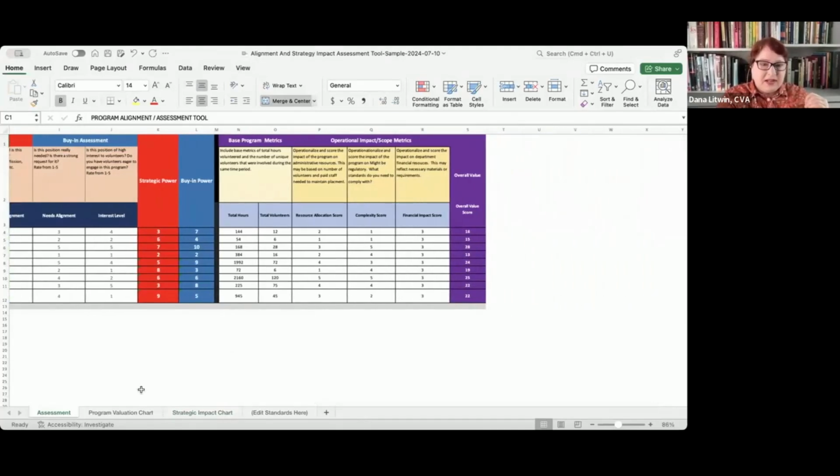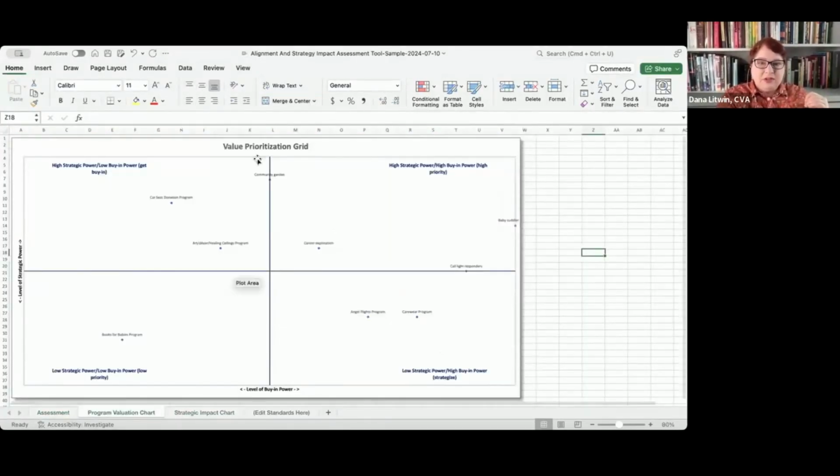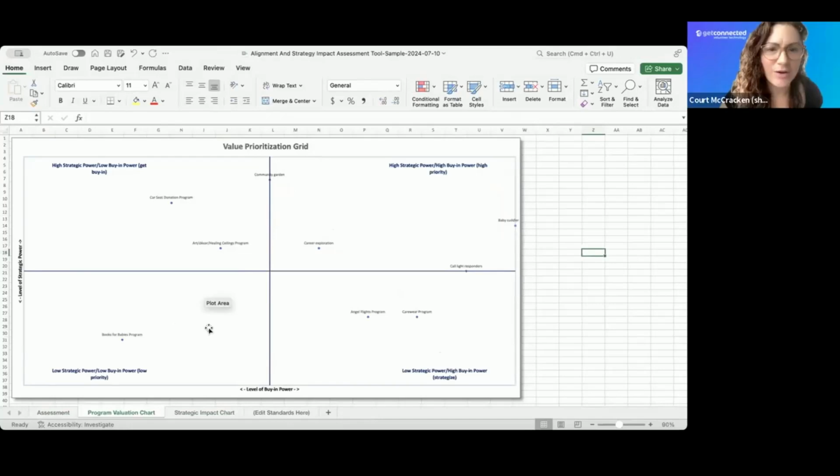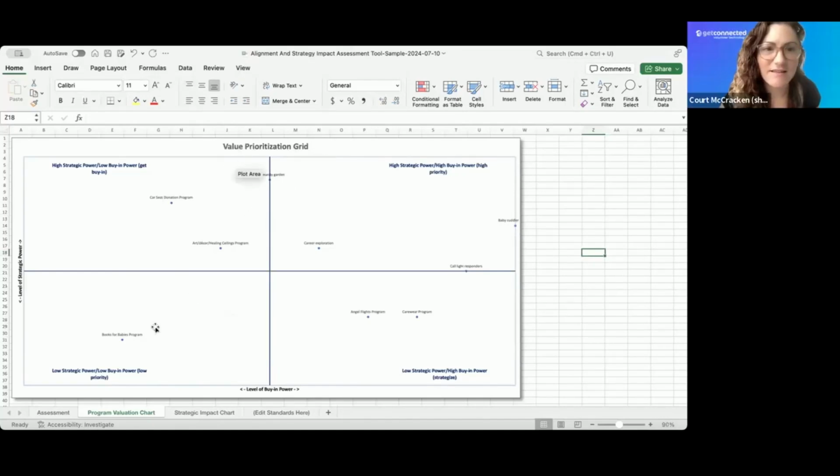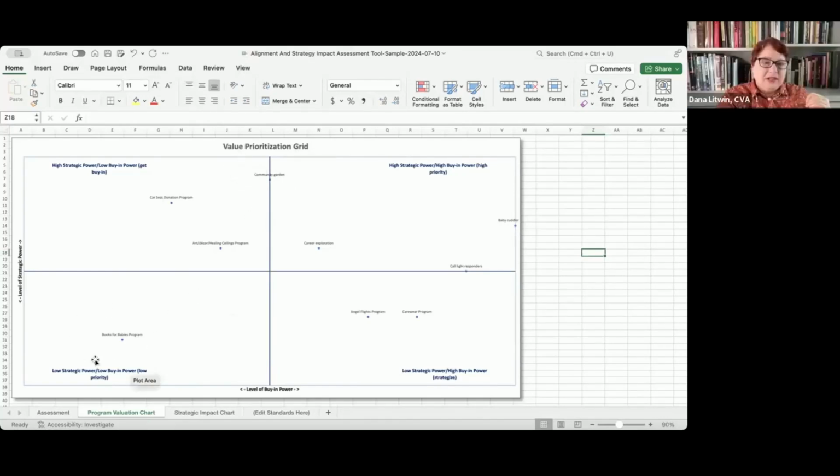So these are the numbers I was talking about. This is what the data visualization looks like with Community Garden up here. Can you see that? Okay. It says value prioritization grid. Exactly. And you can see that there's Community Garden and a little dot there that I'm circling. Yes. Great. So I was circling down here talking about Books for Babies doesn't have very much strategic power, and it's a low priority. It doesn't have a lot of enthusiasm around it. So maybe Books for Babies gets reevaluated if it's taking a lot of resources.